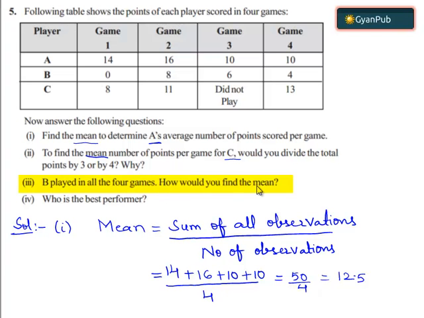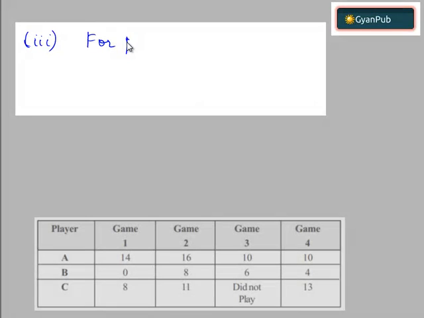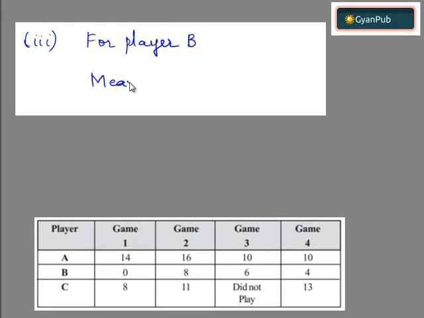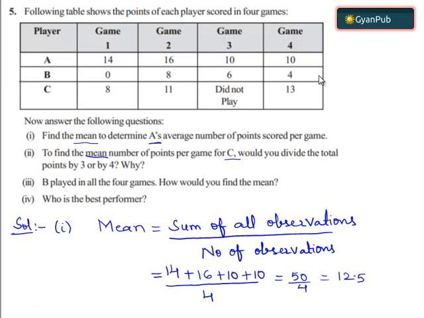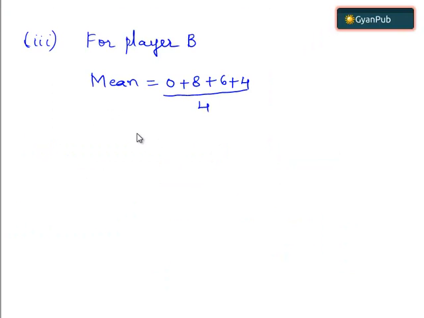B played in all the 4 games. How would you find the mean? In the third part, for player B, we know the formula for mean is the sum of all the observations by the number of observations. So, the mean is 0 plus 8 plus 6 plus 4 by the total number of observations, which is 4 because he played all the 4 games. So we divide by 4. When we solve this, we get 18 by 4, which is equal to 4.5.